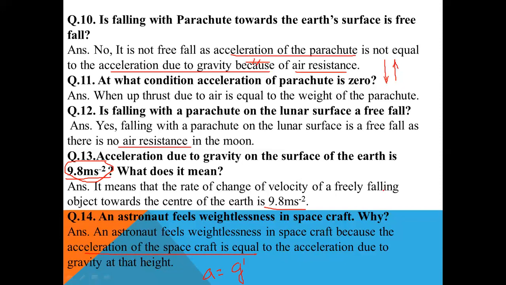To understand this, first of all, suppose this is the planet and this is the orbit of the spacecraft. In the space, it is orbiting around the circular path. This is the direction of the spacecraft, and although the speed of the spacecraft is same, the direction of the spacecraft is different. So the spacecraft is always accelerating downward with certain acceleration. The value of acceleration is equal to acceleration due to gravity at that height, g. So the astronaut feels weightlessness inside the spacecraft.